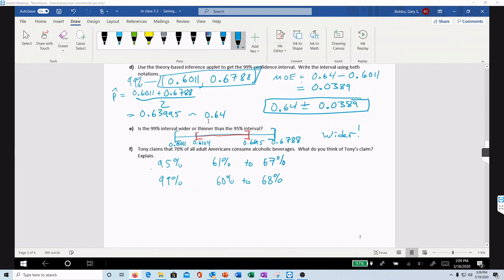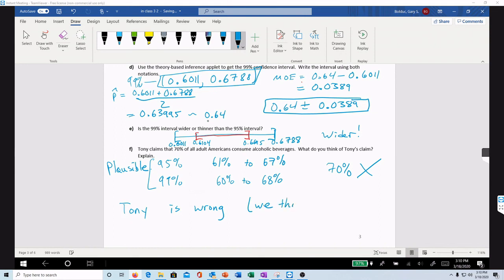Okay. So, first glance at this, where is 70%? 70% is not in either of these. It is not in the 95 or 99. Remember, both of these we were thinking of as the plausible values. So when Tony claims that 70% of all adult Americans consume alcoholic beverages, his 70% is not one of our plausible values in either of these scenarios. So we think Tony is wrong.